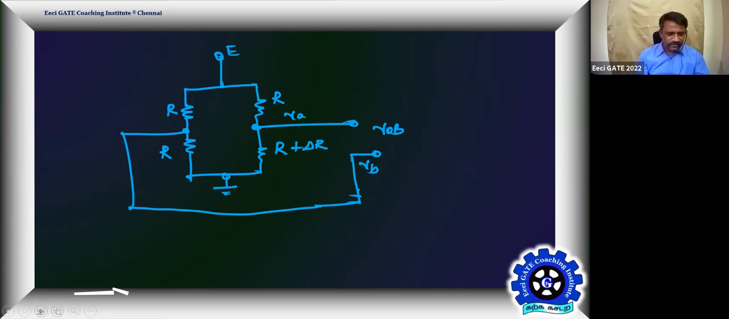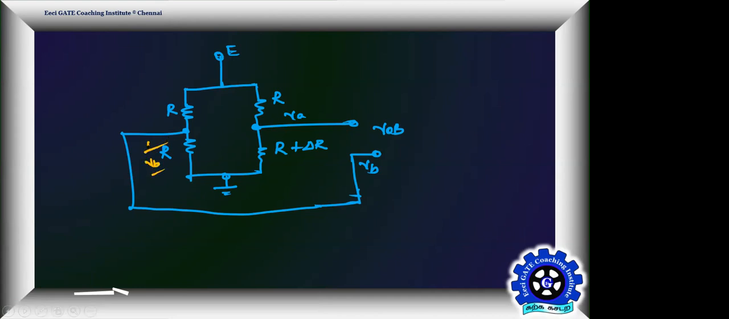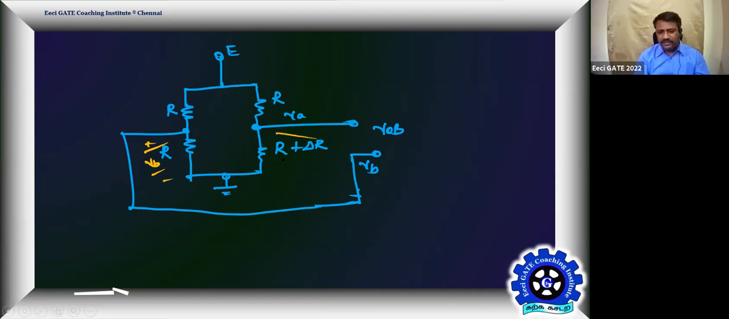Yes, check once. Who is higher potential? VA, sir. Yes, this is the potential. What is that? VB. It's a voltage across R. VA is voltage across this, so it is having more resistance. So it has to be higher potential. This VA, right? So then this is higher, this is lower.